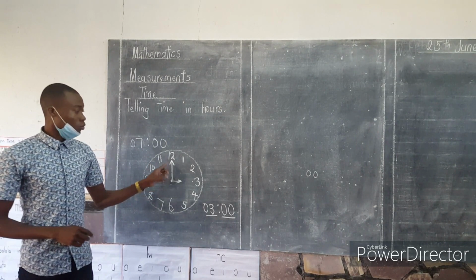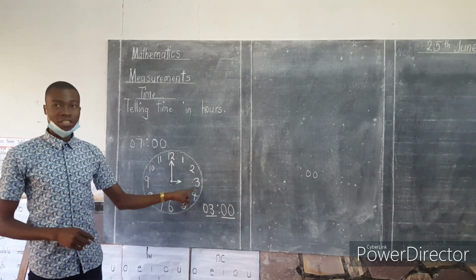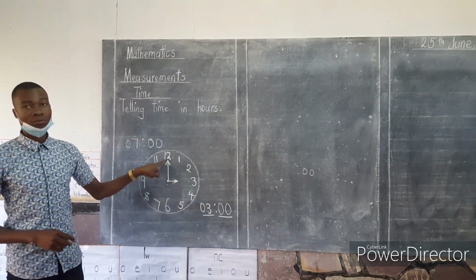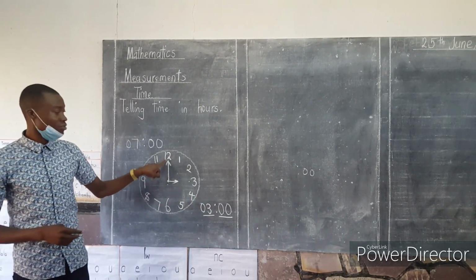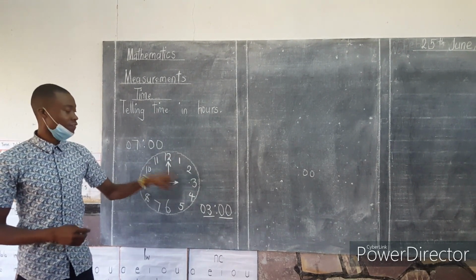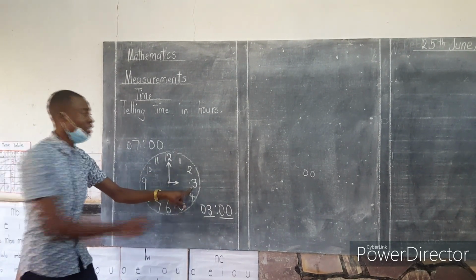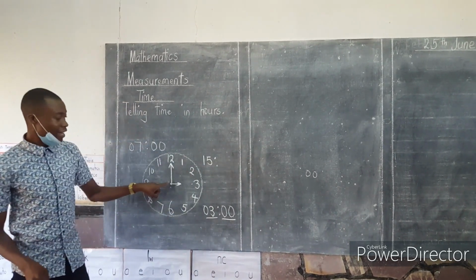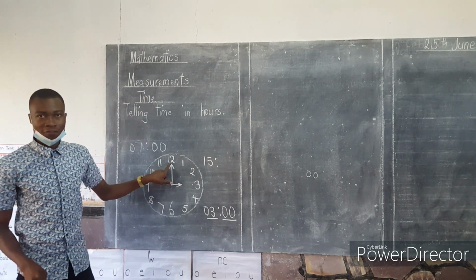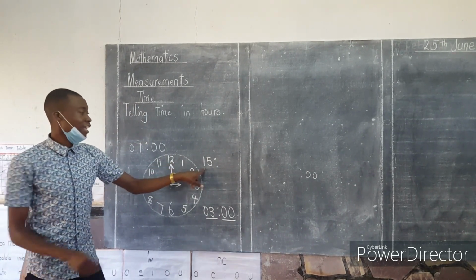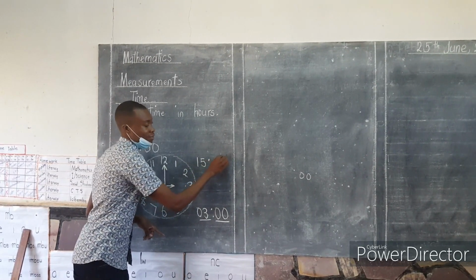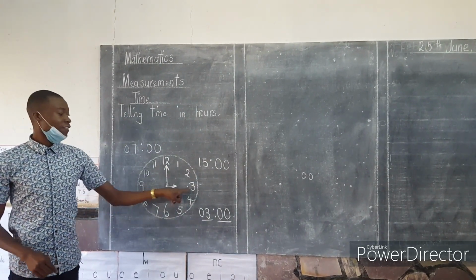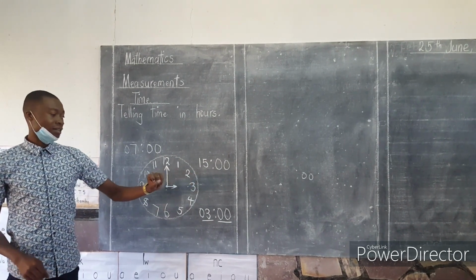When you look at the short hand, which is for hours, it is pointing at 3, and if we start from 12, we say 12, 13, 14, 15. So the time in the afternoon is 15. Then where is the long hand pointing? At 12. So we have 15 hours. The time in the afternoon shown on the clock is 15 hours.